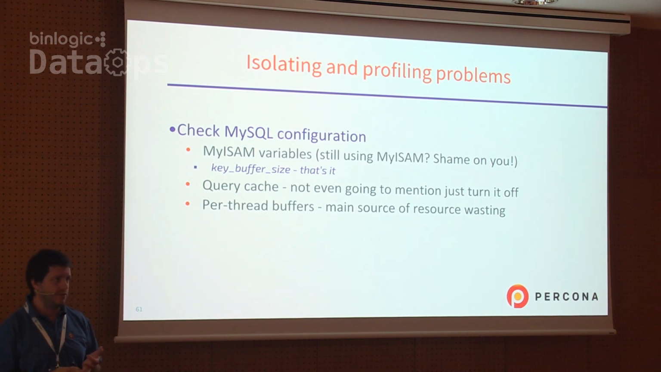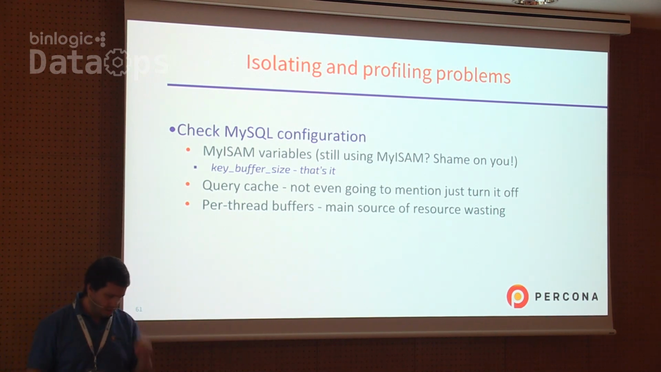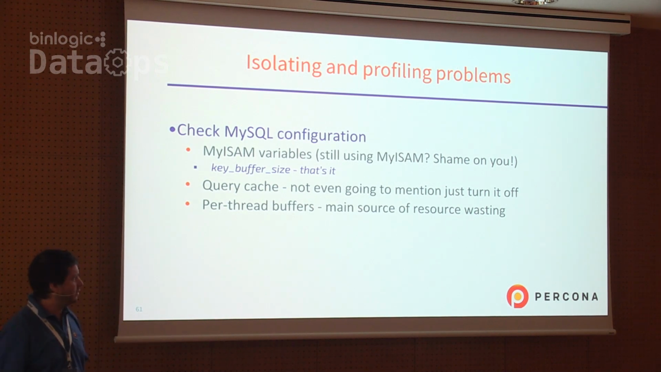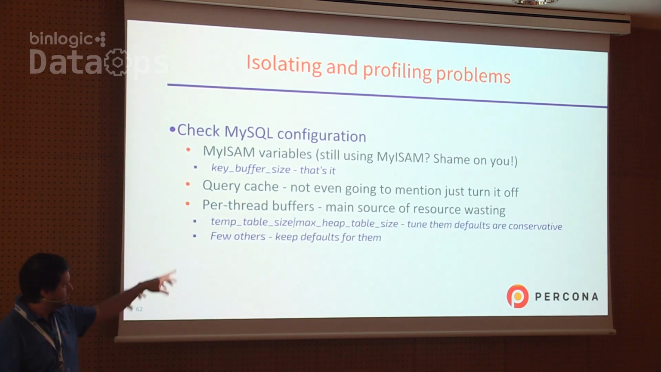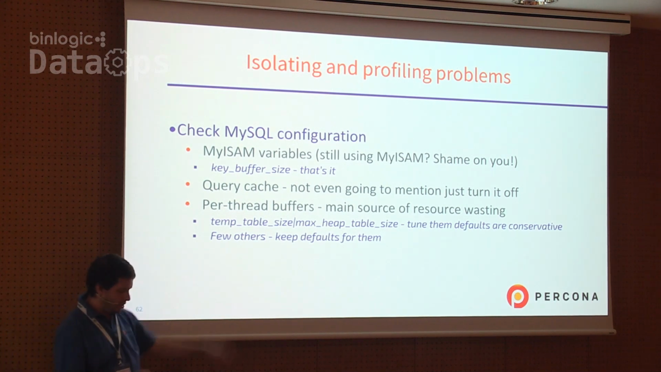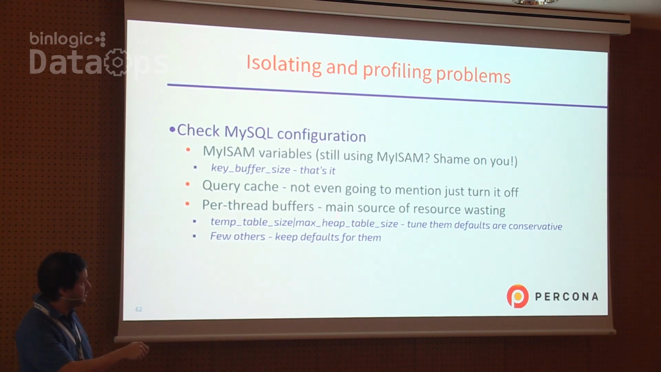Basically, these are the buffers that are allocated per each thread: tmp table size, sort buffer size, join buffer size, and some others. There are plenty of them. The only two that I would consider tuning are tmp table size and max heap table size. They should be the same, and the defaults are a bit conservative. I think they are at 16 megabytes, which is a little bit small, but I don't recommend going beyond 64 or 128 megs in any of them.